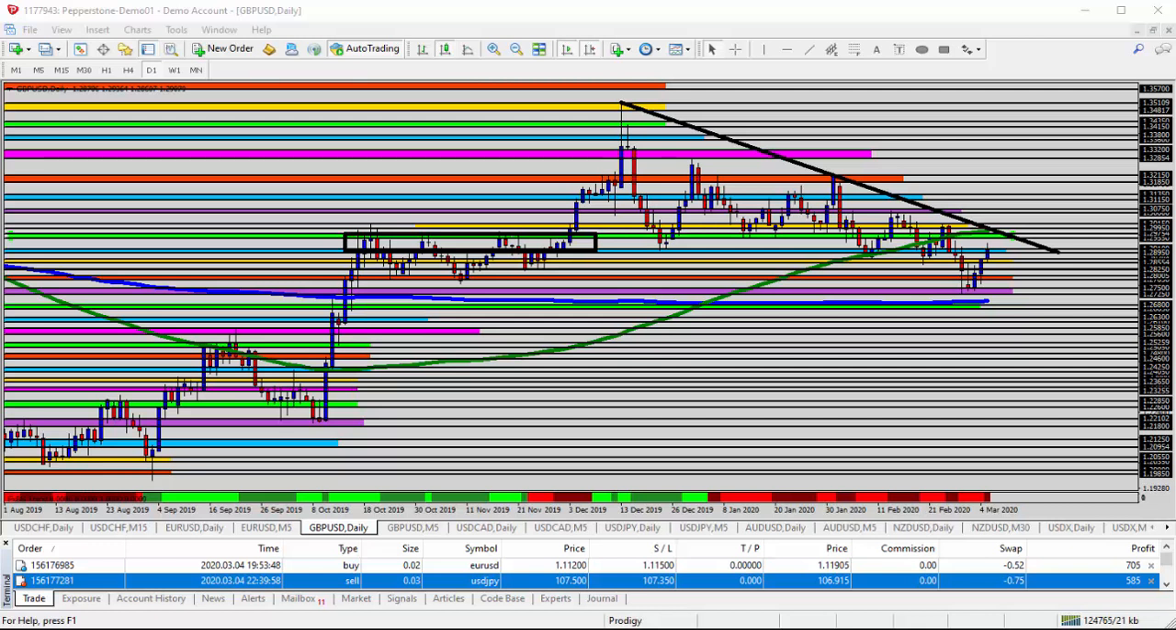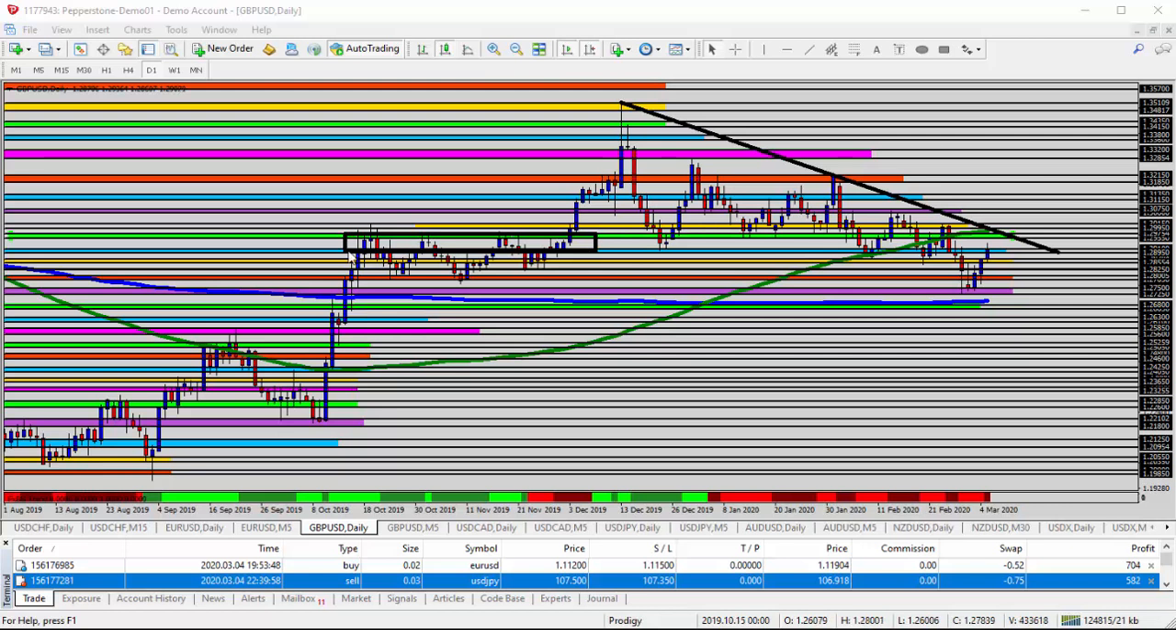Today we're looking at the GBPUSD, Great British Pound versus the US dollar, for today's trade analysis. We're starting here on the daily time frame. I want to look back in time a little bit first. Go back to where this black box is. You can see the black rectangle over here on the left-hand side.